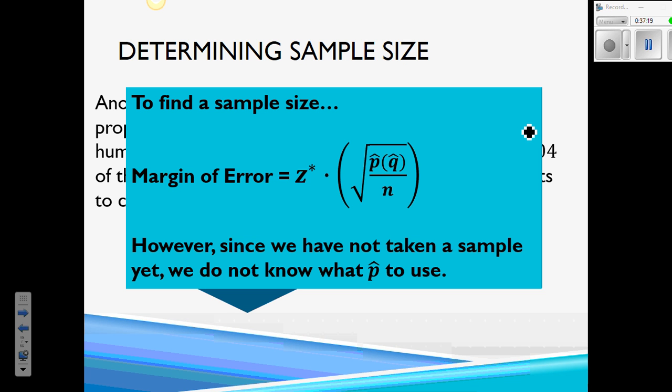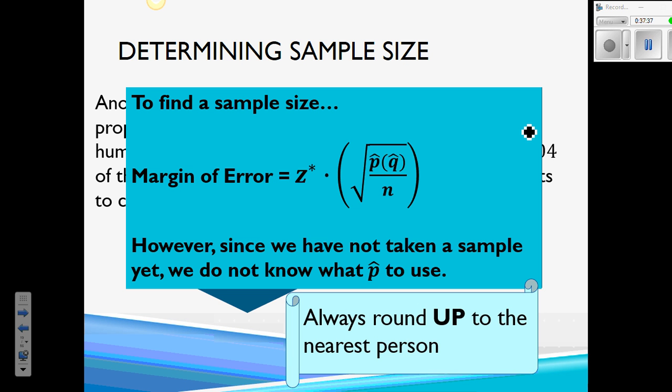Okay? So margin of error is z star times the square root of p hat q hat over n. This is no different from the confidence interval formula itself. It's just the part after the plus or minus. You don't put plus or minus with this.